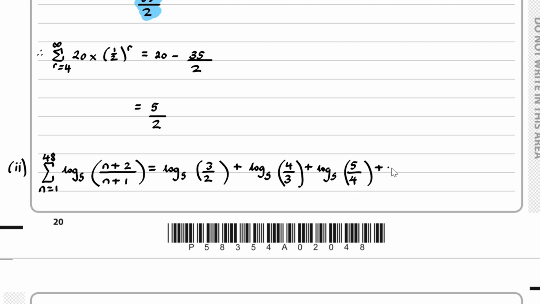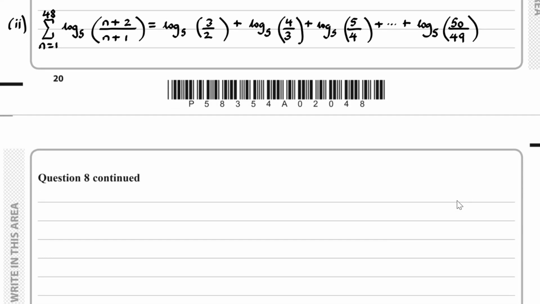And we can continue this all the way up to n equals 48. When n is equal to 48, 48 plus 2, that's 50, 48 plus 1, that's 49. So our final term would be log base 5 of 50/49. Hopefully this is so far straightforward.